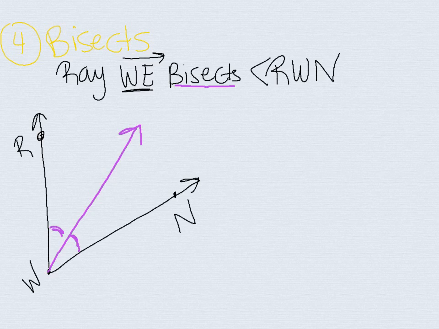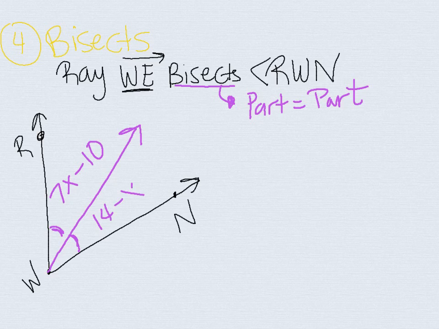So when you see the word bisects, chances are you're going to set them equal to each other, like part equals part. Because again, bisects means that it's equal on both sides. So what they'll do in a problem like this is they will throw some information in again. So let's say they say that this part of the angle is 7x minus 10, and this part of the angle is 14 minus x. So again, we're going to set them equal to each other because bisects means that part equals part. So we'll go 7x minus 10 equals 14 minus x.